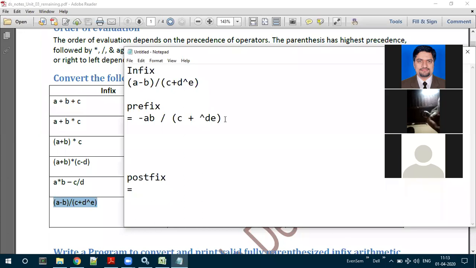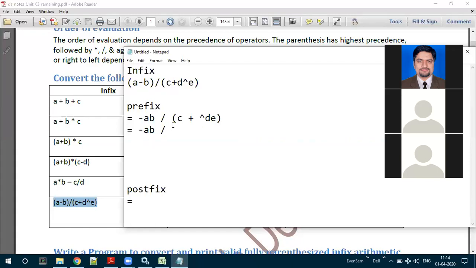Now in the next step, what has to be done? Let us see. In this one we have the division, but at the same time we have the brackets over here. So the first preference has to be given to the brackets. Let us try to solve this particular sub expression, that is the bracket expression. So minus AB as it is, division. Then for this particular bracket, the operation is plus, and it has two operands. The first operand is C, and the second operand is power DE.